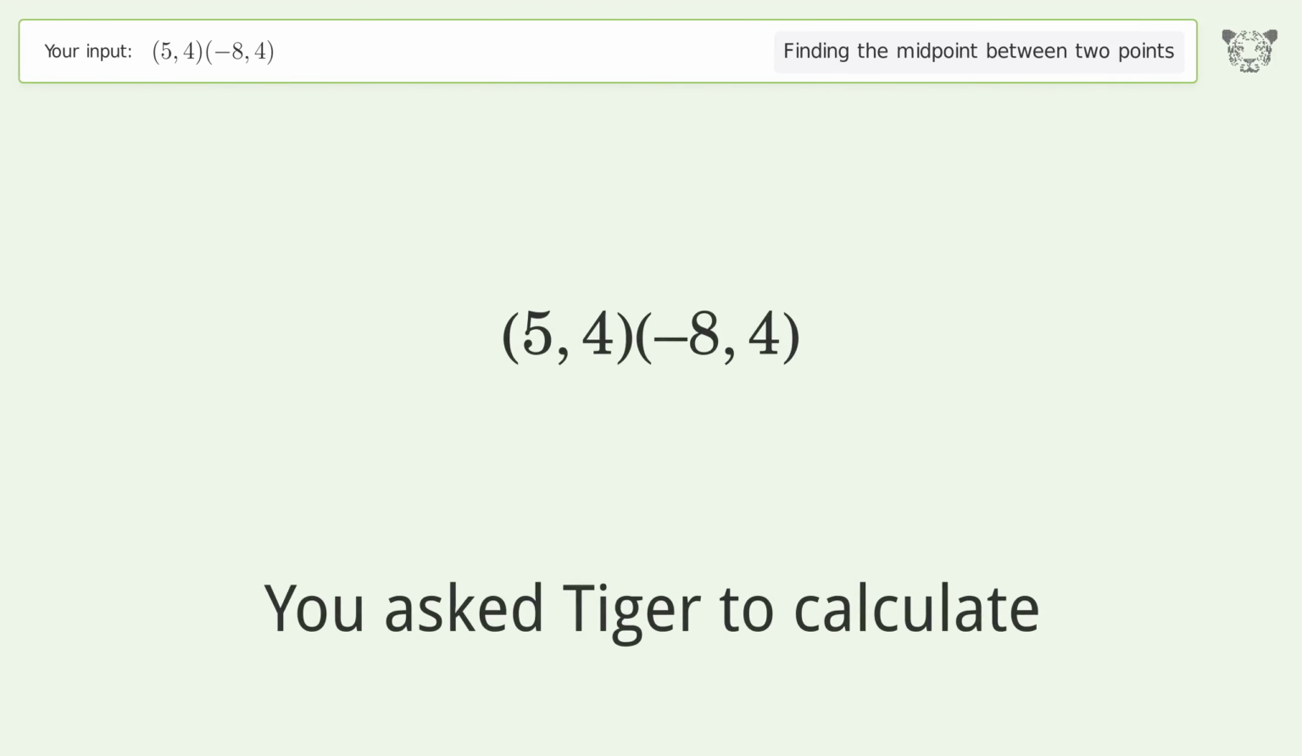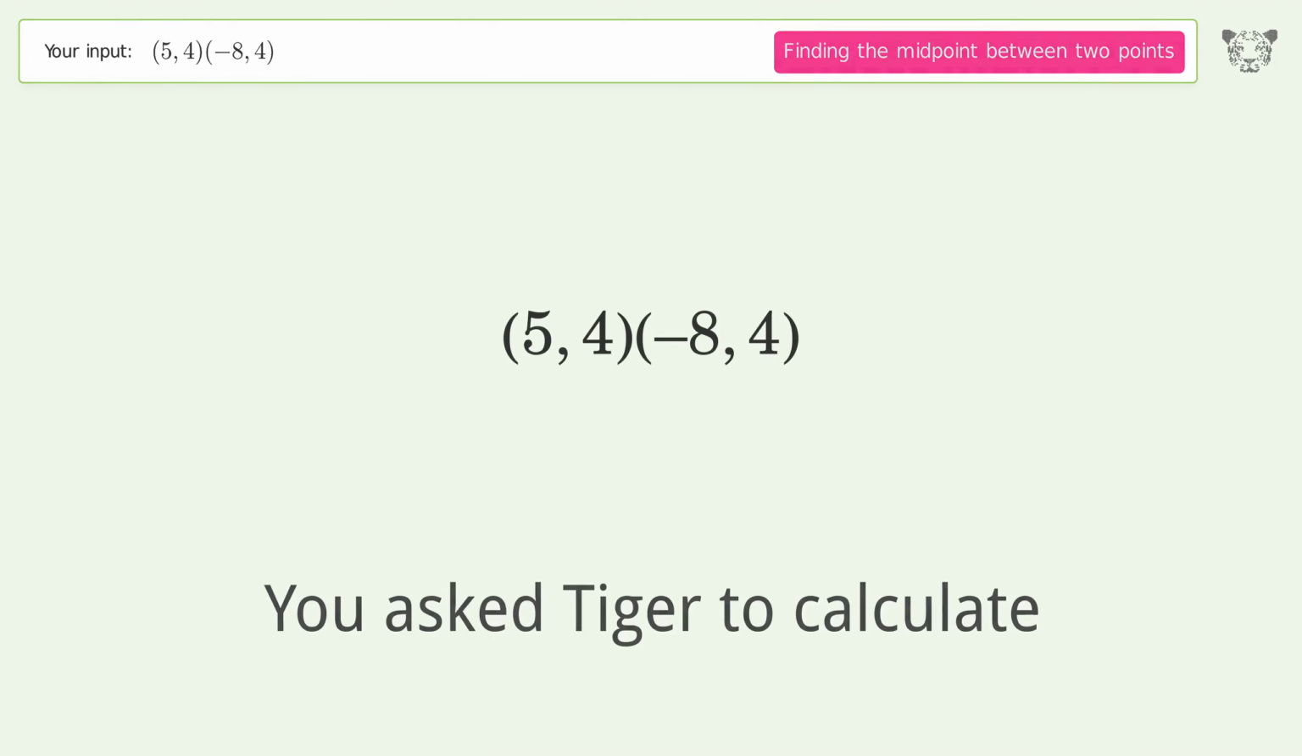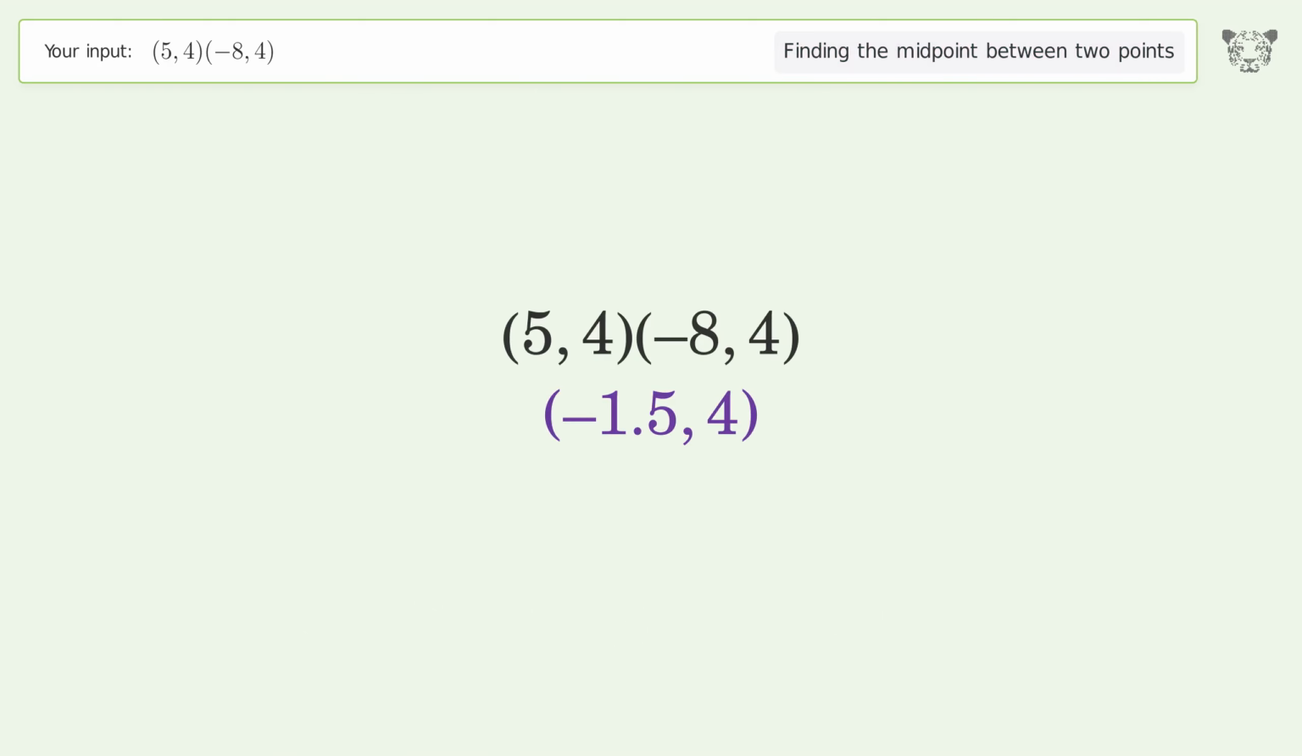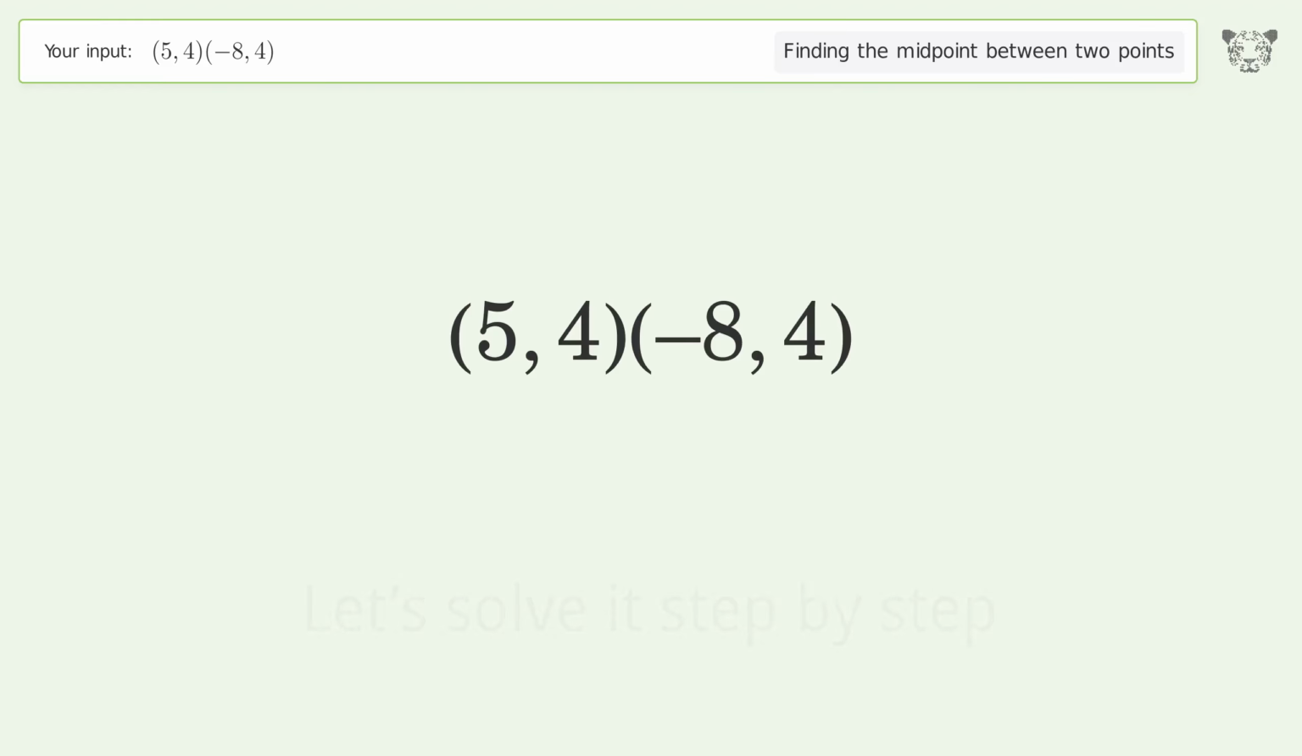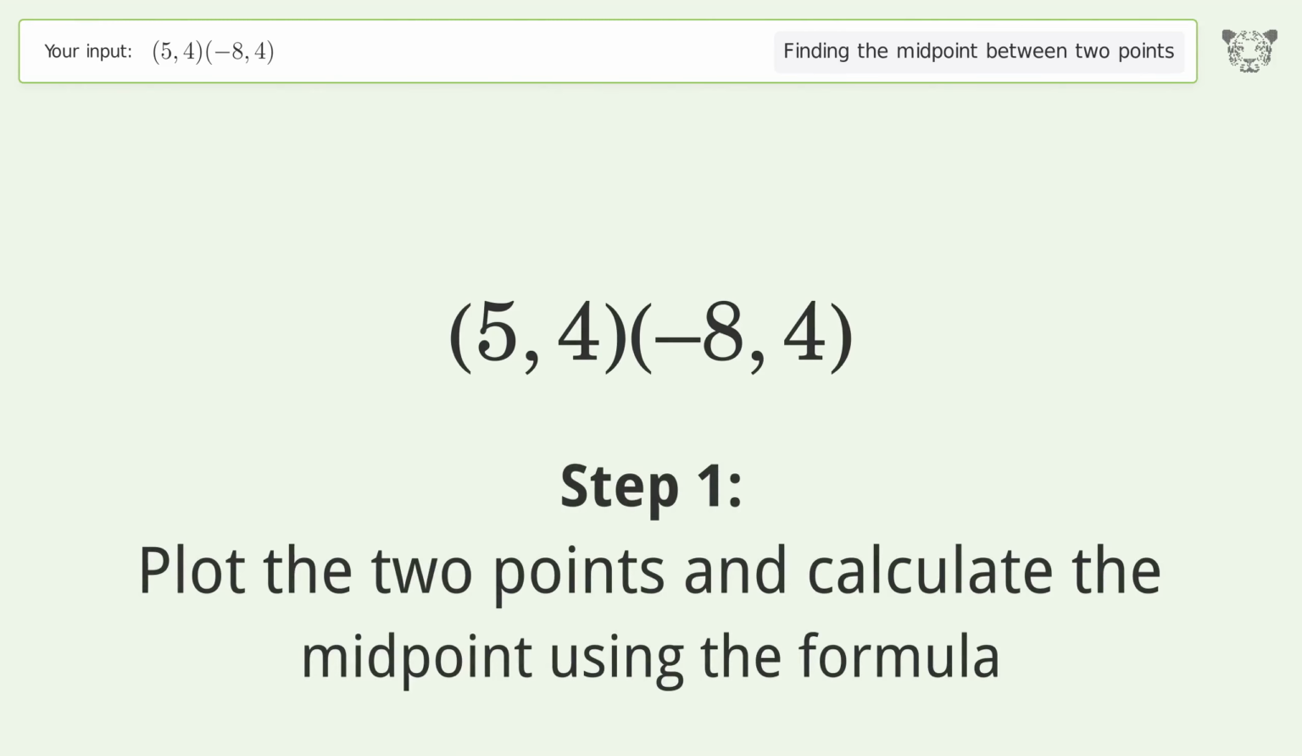You ask Tiger to calculate. This deals with finding the midpoint between 2 points. The midpoint between the 2 points is -1.54. Let's solve it step by step. Plot the 2 points and calculate the midpoint using the formula.